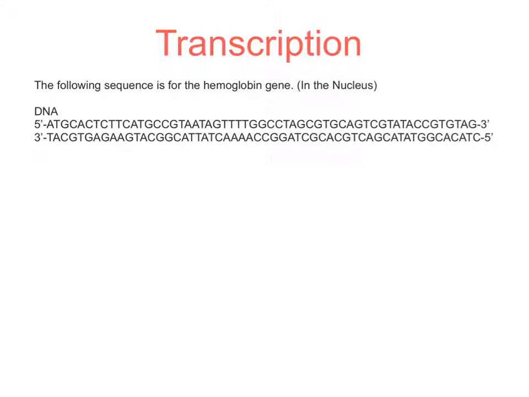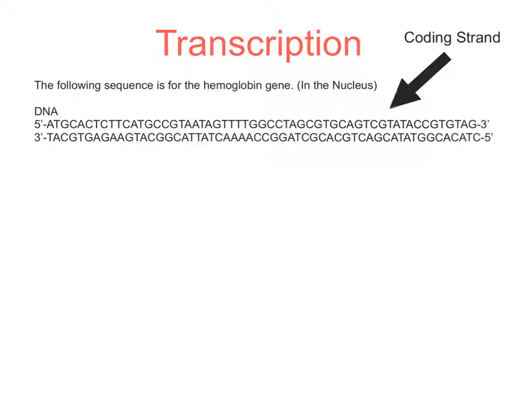All right, now we're going to talk about transcription and translation, which is the process from going from DNA to the protein. So we're going to first start with transcription. The following sequence here is for the hemoglobin gene, and this is a DNA sequence, so it's in the nucleus. DNA is always found in our nucleus. And so your job is to transcribe this DNA strand, the whole thing, from DNA to messenger RNA.